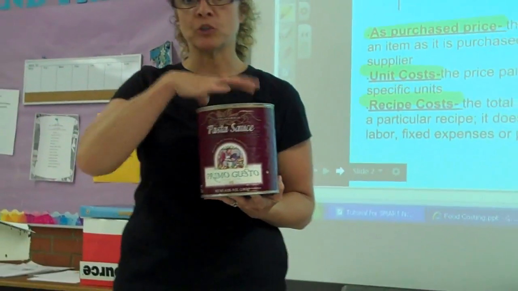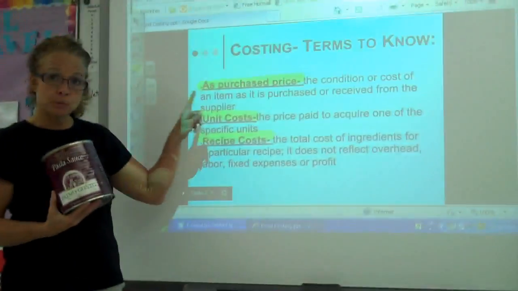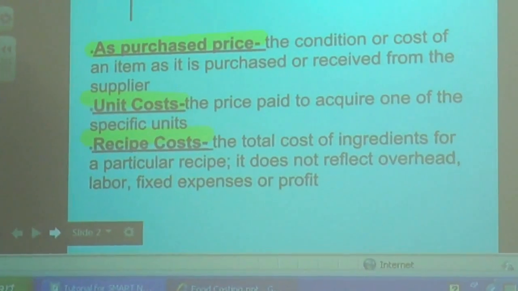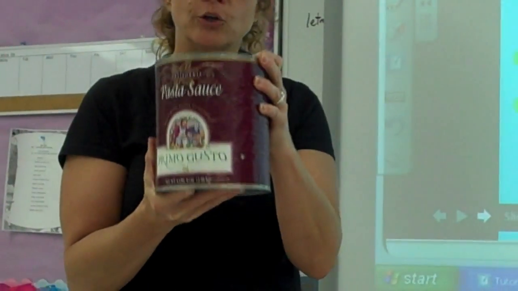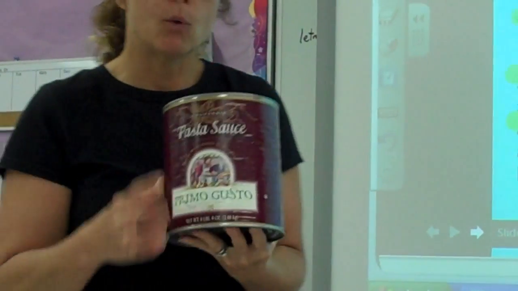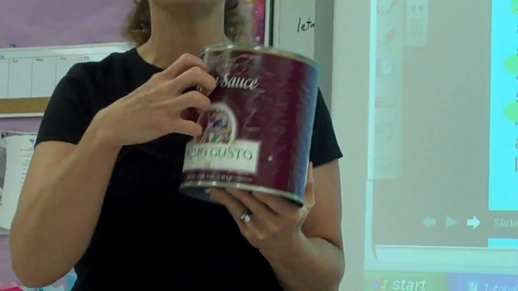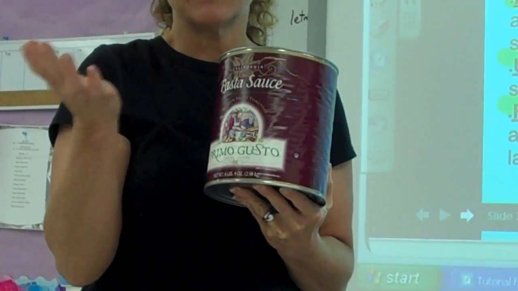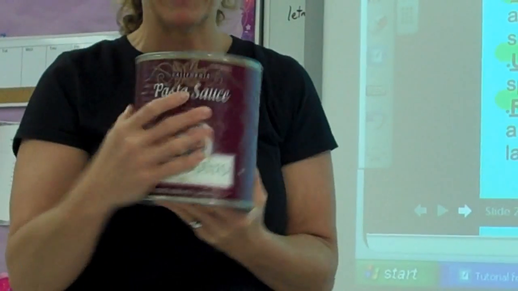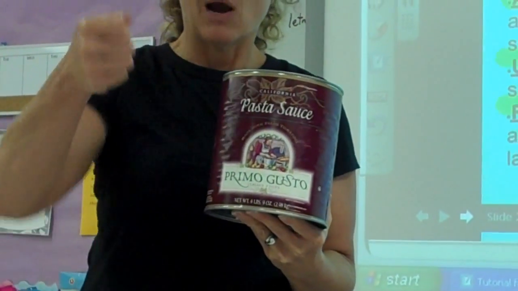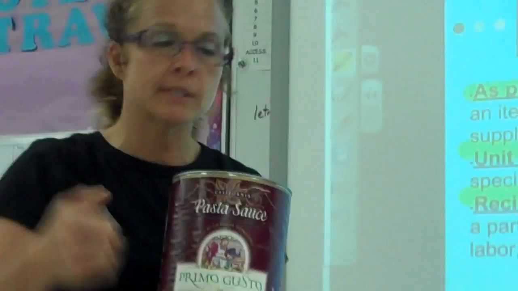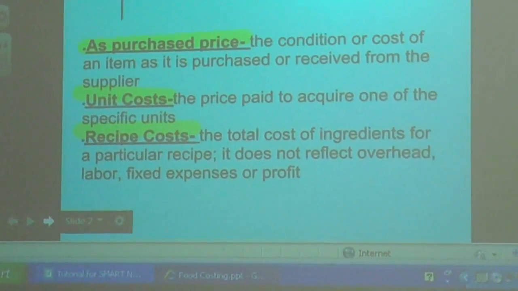Okay, so as a review, a case of these, which is 6 cans, is our as purchased price. 1 can is our unit cost. And then however much it costs to, let's say, take 2 cups out of this can. Let's say our recipe calls for 2 cups of tomato sauce. However much that 2 cups costs is our recipe cost, because that's how much we put into the recipe. Okay?